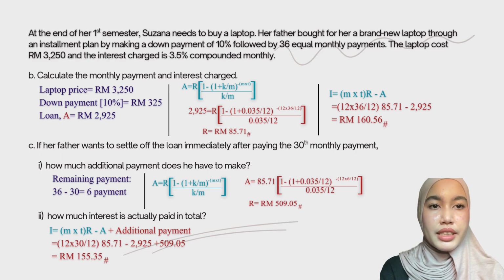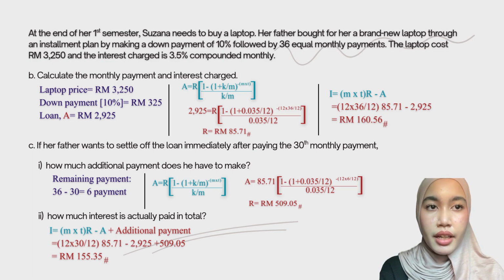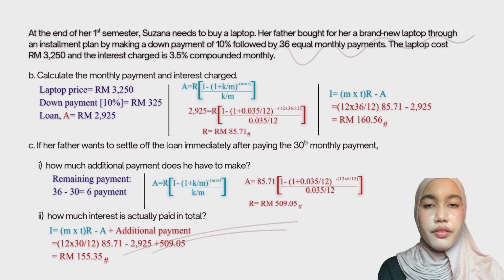For C2, how much interest is actually paid in total, you use the formula I equals M times T times R minus A, but instead of just using that, we add the additional payment. With the information that we had, we substituted into the formula R equals 85.71, K equals 0.035, M equals 12, T equals 5. After the calculation, the total interest paid is 155 ringgit and 35 cents.